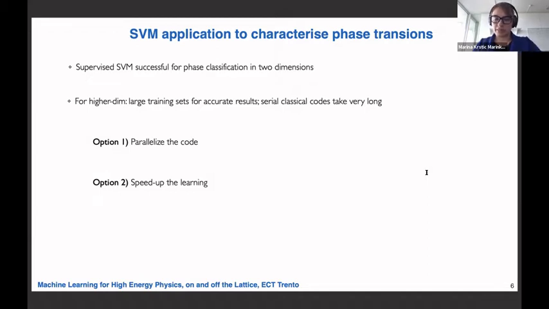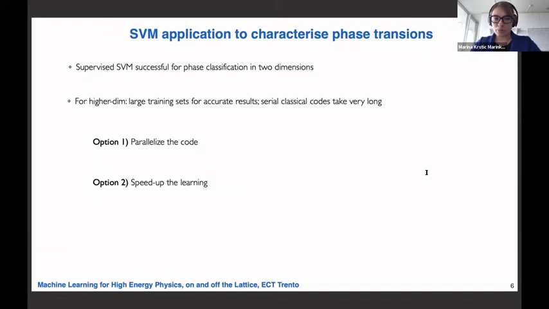While the methods that we have discussed so far work very efficiently in 2 dimensions, we have seen that in higher dimensions we need to train with larger data sets, and for that serial codes, and we assume also codes on classical computers, might take longer than needed in order to generalize the procedure developed for condensed matter models to, let's say, the classification of phases in 4-dimensional QCD.